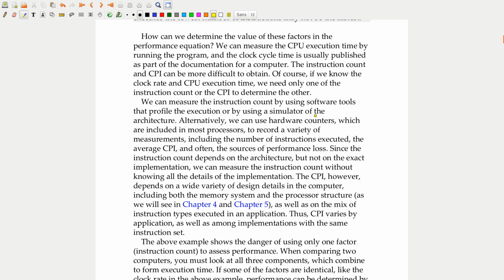So we can use hardware counters. That's a good way to get these numbers. There are a lot of tools within processors themselves. They build in a lot of tools so that you can get very, very accurate timing data for executing your programs. And this is done as a very nice utility.